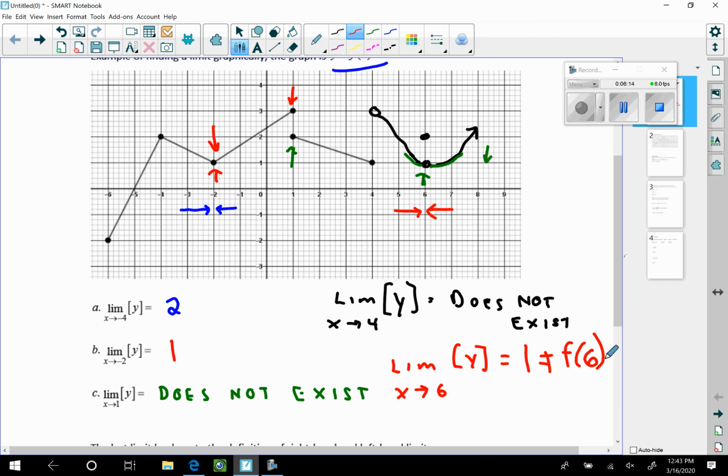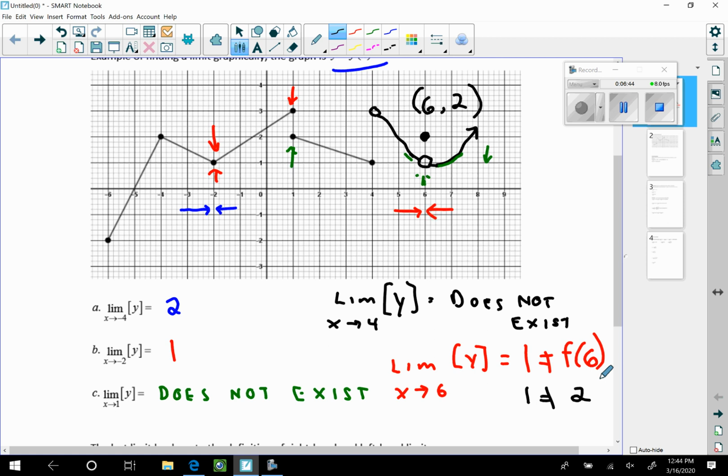So this is an open circle. Make sure that you know that this is an open circle. I'm going to redefine that a little bit clearer. So the function is defined at 6, but this solid circle is the function at 6. This point right here is 6, 2. So f of 6 is equal to 2, and 1 does not equal 2.